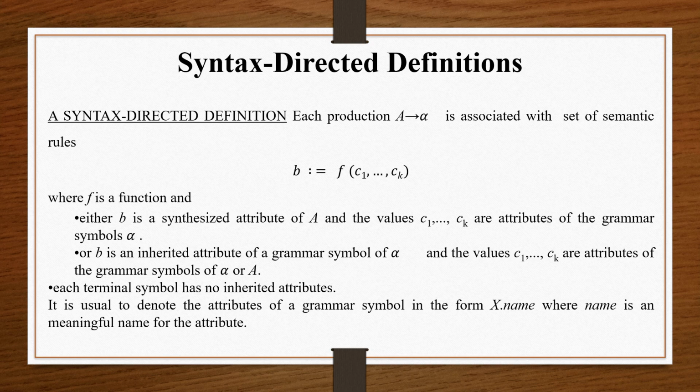Or B is an inherited attribute of a grammar symbol of alpha, and C1, C2, ..., Ck are attributes of the grammar symbol alpha or A. And you have to remember that each terminal symbol has no inherited attributes. Therefore, it is the usual way to denote the attributes of a grammar symbol in the form X.name, where name is a meaningful name for the attribute.